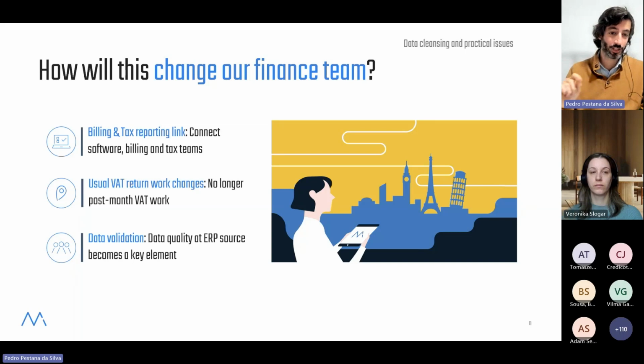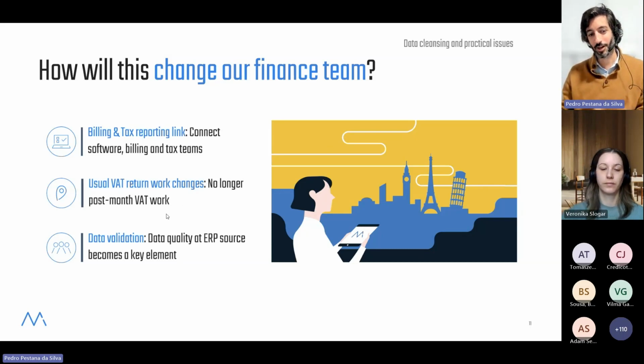This is totally going to change going forward because our team will need to validate or handle errors from the system of the tax authorities as and when they come, and they will come daily in real time because we will submit our invoices in real time. So this old VAT work, VAT return work, is going to change very much. So that's a big change in our finance teams.